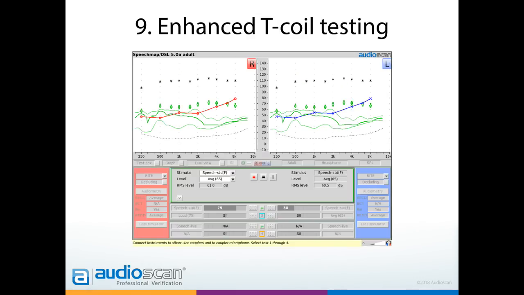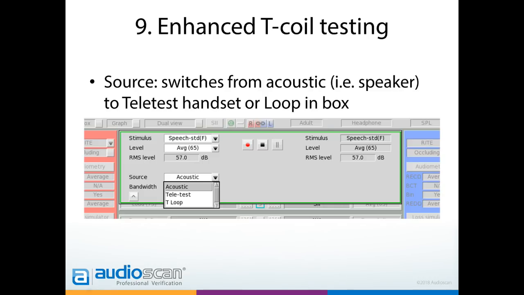The T-coil testing capabilities in SpeechMap have been extended on the VerifitLINK 2. First off, how you access these signals has changed. First, a regular speech test is started, as shown here. Click the little More arrow in the corner of the test screen to open the T-coil options. Here, the source can be switched from the regular acoustic output to the teletest handset for telephone simulation, or to the test loop embedded in the test box floor for simulating a room loop.